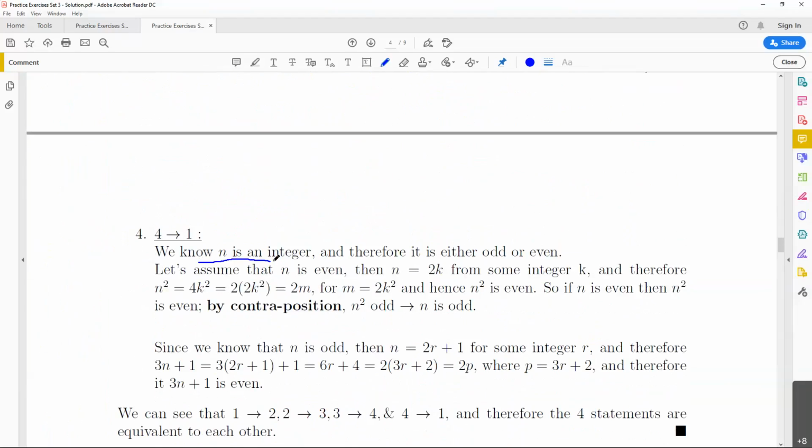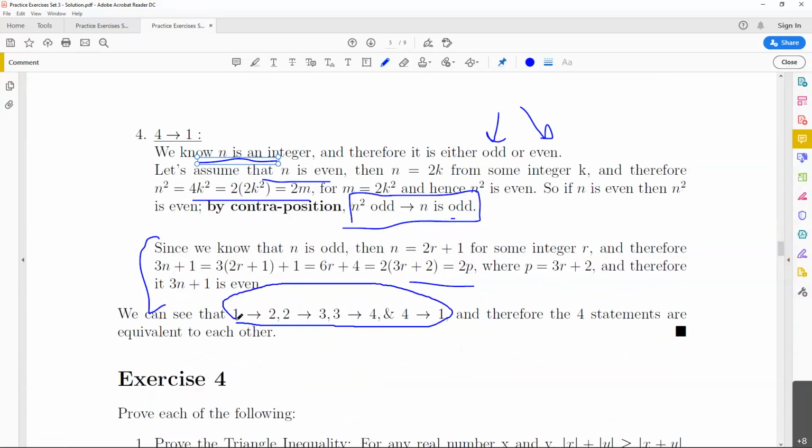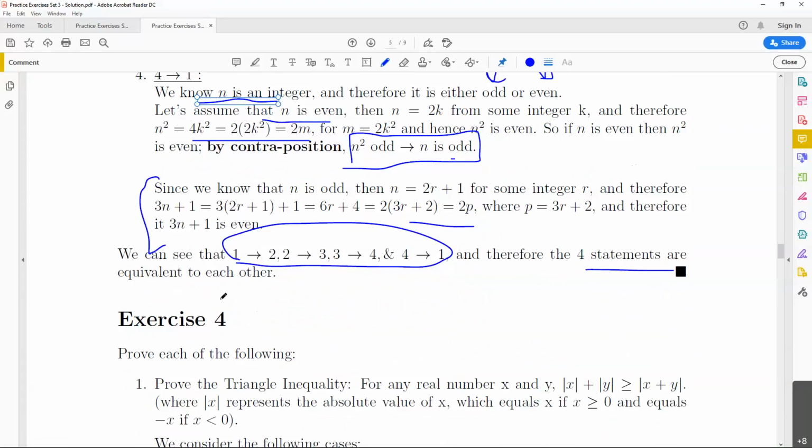We know that n is an integer, either odd or even. If it is even, we get explosion. We get that n squared is even, which is wrong. Therefore, n squared is odd means that n is odd. Just plug in what we were trying to prove. You get that 3n plus 1 is even. We can see all of this. Therefore, the four statements are equivalent to each other.